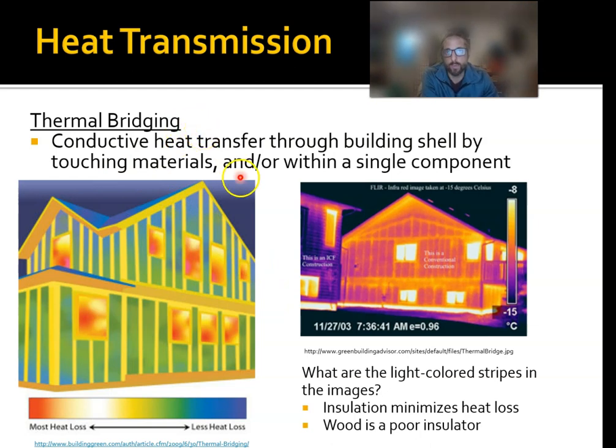Thermal bridging is when a building component conducts heat more readily than another building component next to it. A good example of this is if you've ever had a fire safety training or class, even in elementary school. They always say that if you're in one room with a shut door and you're not sure if there's a fire in the other room, you can touch the doorknob and see if it's hot.